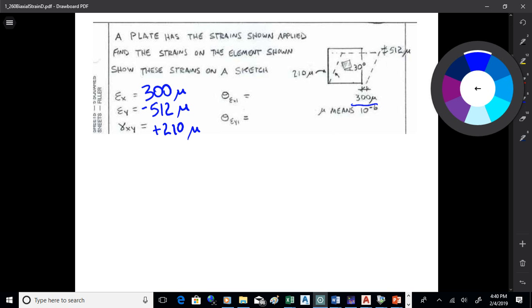So those are the given strains in the X and Y directions from the picture. The little derivation for the angular relationships is on page 410 if you ever want to look at it. If the lower left-hand angle gets smaller, it's positive shear strain. If the lower left-hand angle gets bigger, it's negative shear strain.